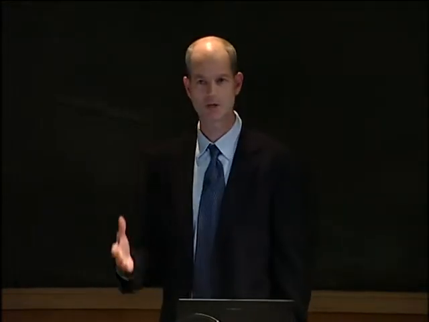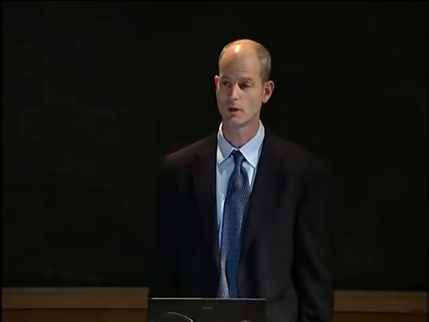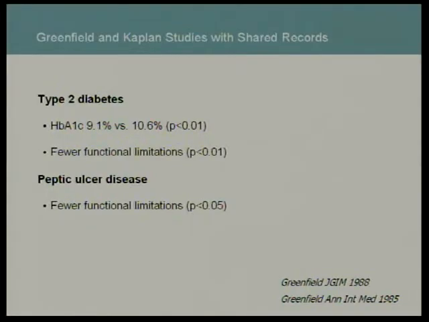In patients with type 2 diabetes, they dropped their hemoglobin A1C 1.5 points compared to the control group. And remarkably, these patients had fewer functional limitations. So they were more functional just based upon this coaching and interaction around the record that enabled patients to feel more empowered in their care and their relationships with their docs. Same thing in peptic ulcer disease. And then the folks with hypertension, they dropped their diastolic blood pressure.